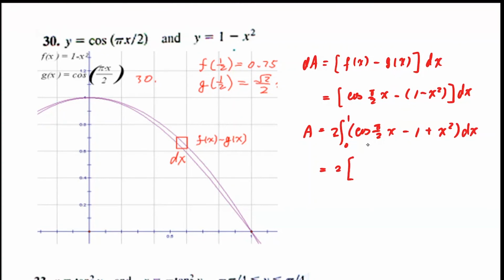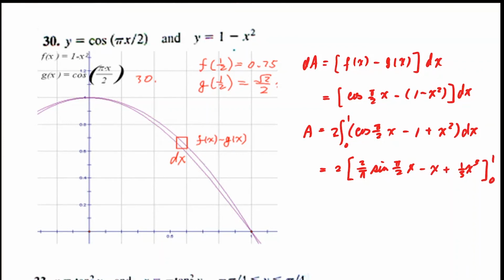And then integrate. So this is sine pi over 2 x. Is there a minus sign? No, there isn't, right? The quick way is you differentiate this, no minus sign, but chain rule gives you pi over 2. So backward, reverse chain rule. So 2 over pi. How about that? You got this? And then minus x and this plus x cubed, therefore 1/3, evaluated from 0 to 1.